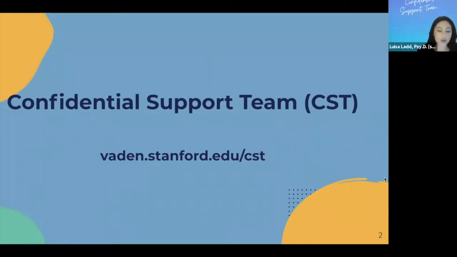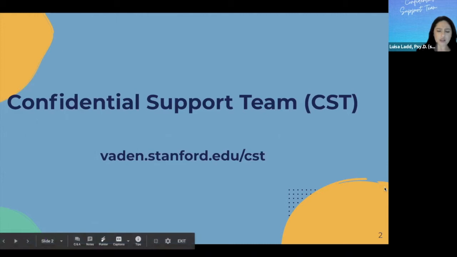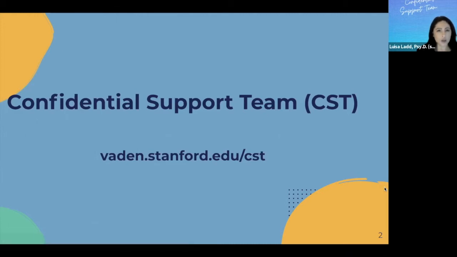Remember that regardless of location or living situation, there are resources available to help support you. The Confidential Support Team, or CST, at Stanford can be a helpful first place to start. And if campus resources are not applicable or not wanted, CST can help you connect to local resources or whatever might be best for you. And you can find out more about CST at vaden.stanford.edu/CST.